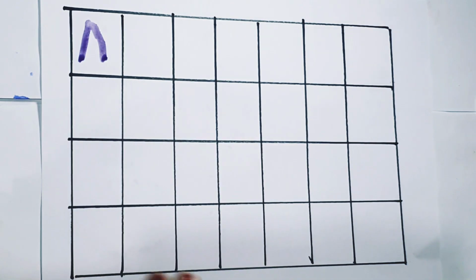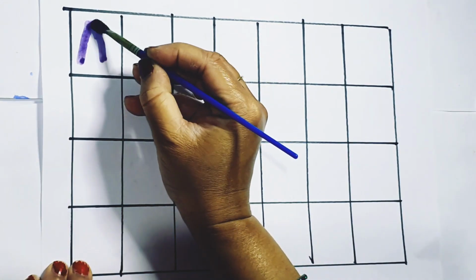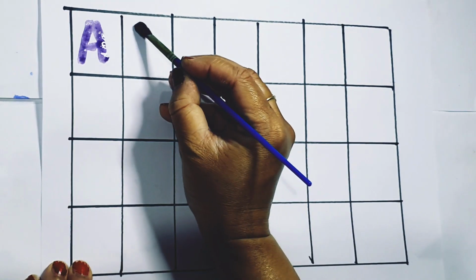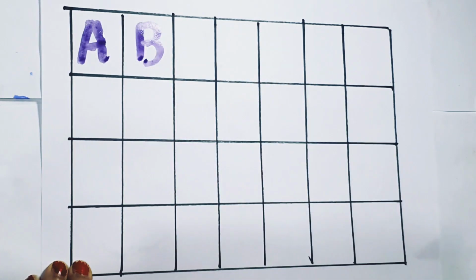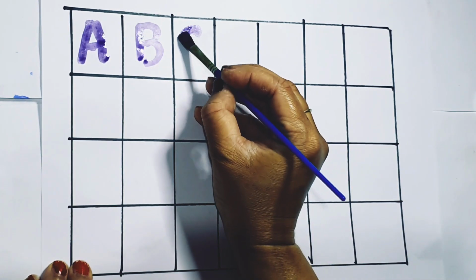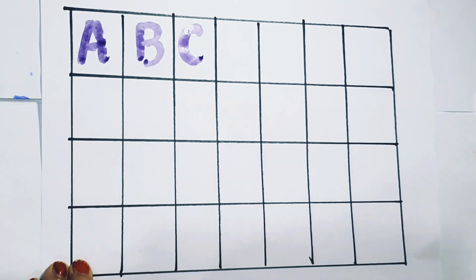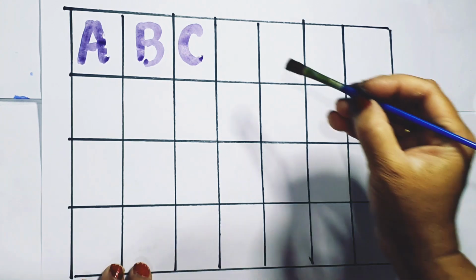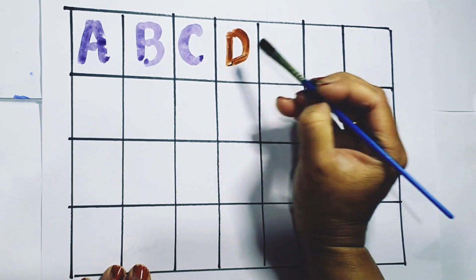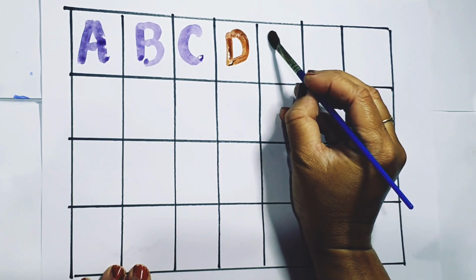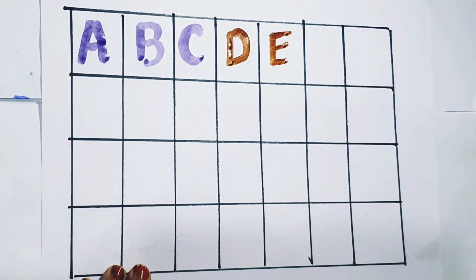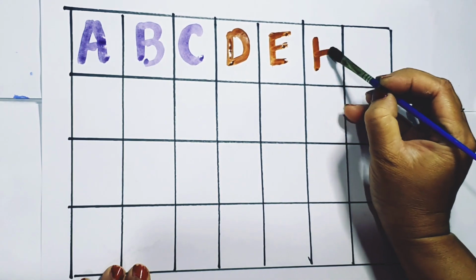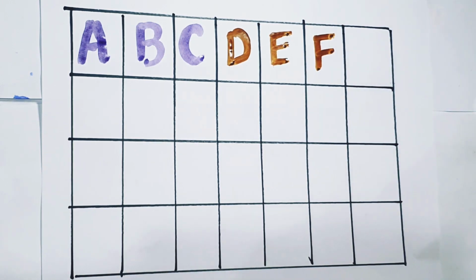A for aeroplane. B for butterfly. C for carrot. D for dog. E for ear. F for fish.